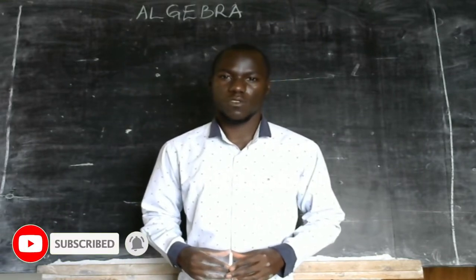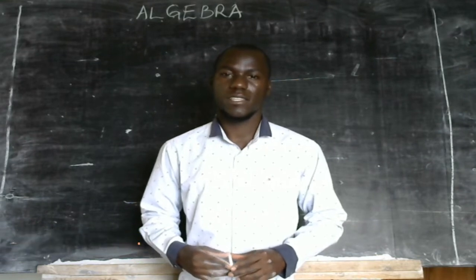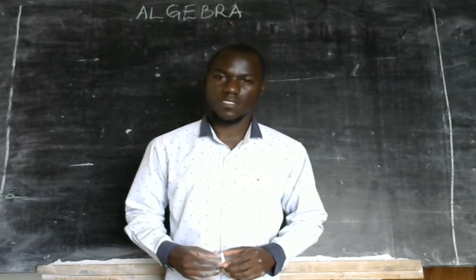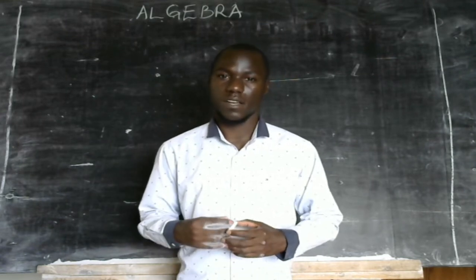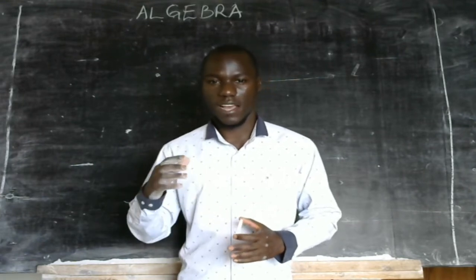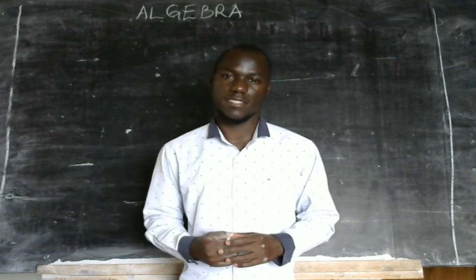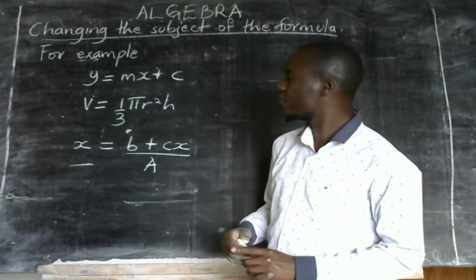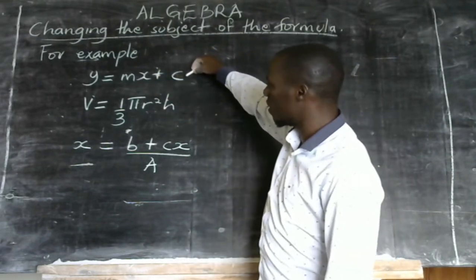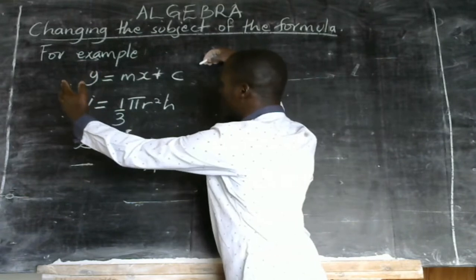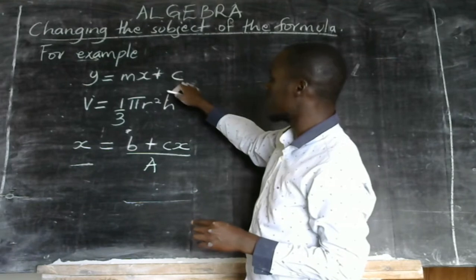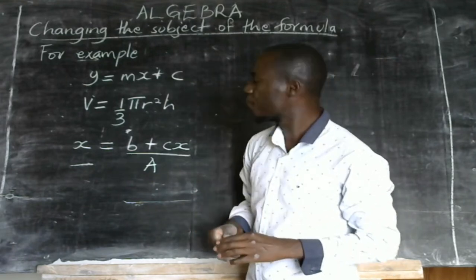In our lesson of algebra today, we are going to talk about changing the subject of the formula. This is just the process of making one unknown to be on the left hand side alone, and then the others you put them on the right hand side. For example, the y here is the subject of that formula. It is alone on one side of the equation, and then the rest, the m, the x, and the c, they are on the right hand side.